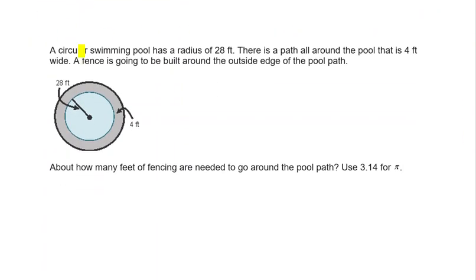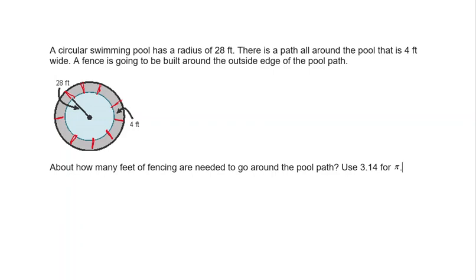And then one more of those challenging questions that they give you. We have a circular swimming pool, has a radius of 28 feet, and there's a path around the pool that is 4 feet wide. So that means this path right here is 4 feet no matter where we look. That path is 4 feet wide. Anywhere I go from the pool, that path around the pool is 4 feet wide.